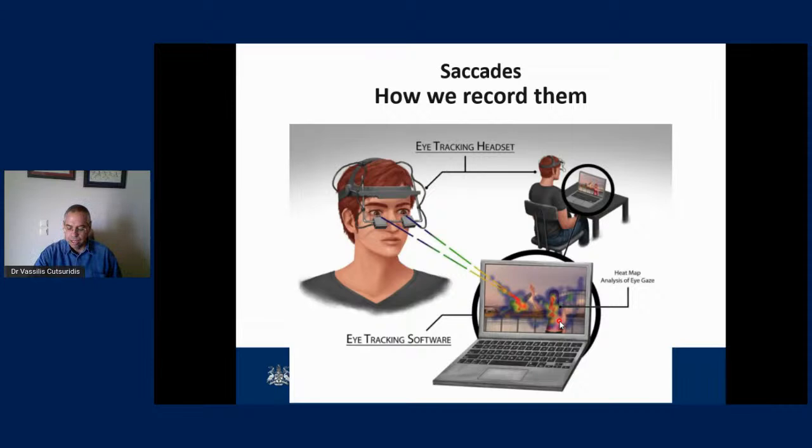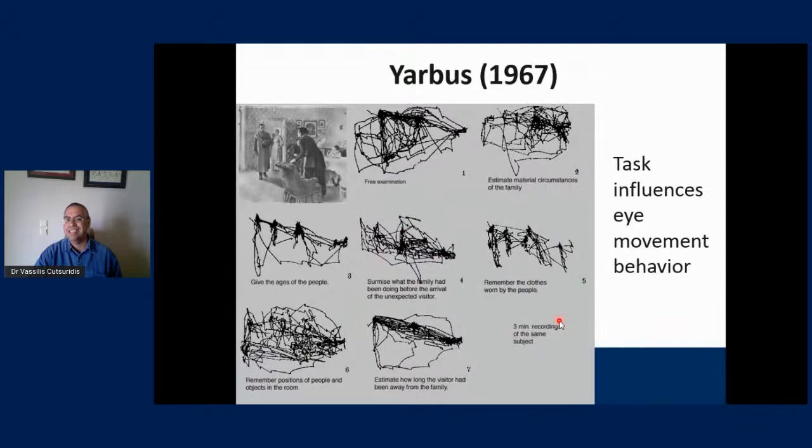So the very first study of saccades was done in 1967 by this Russian scientist, who presented different art images, famous paintings, to participants, and found that the order of the eye movements, the fixations and the saccades, was heavily influenced by the particular task that the participants were performing. So we can see, for instance, that in free examination of this particular image, a completely different scan path, a sequence of fixations and saccades, was generated compared to the task of remembering the clothes that the people were wearing.